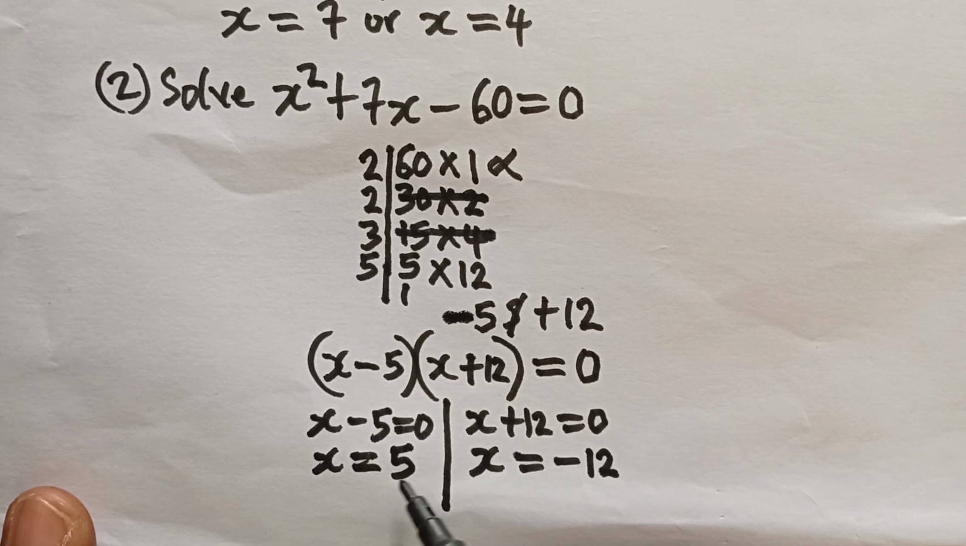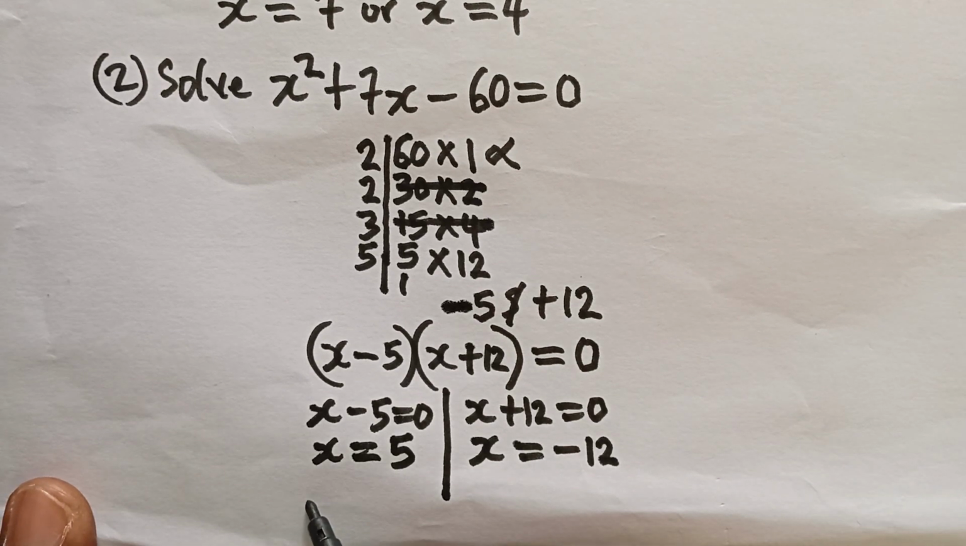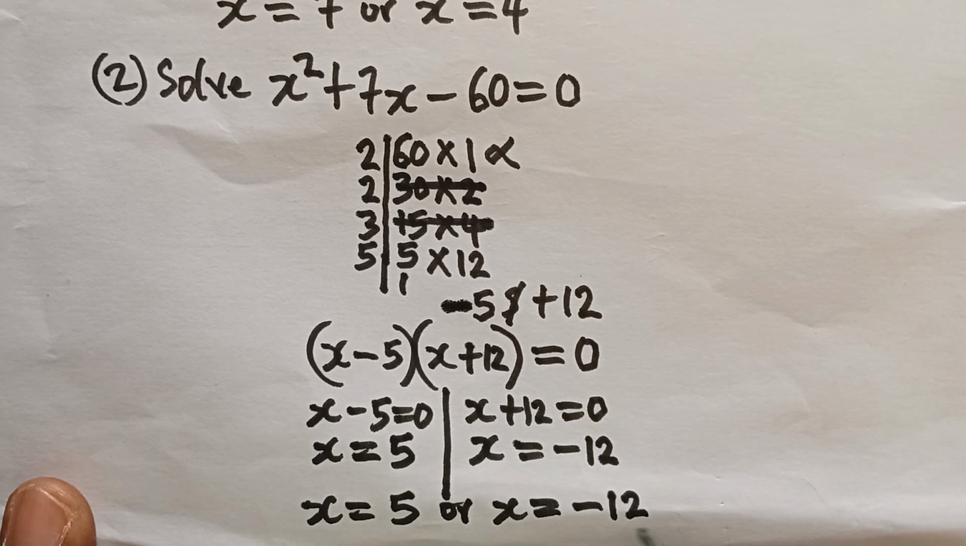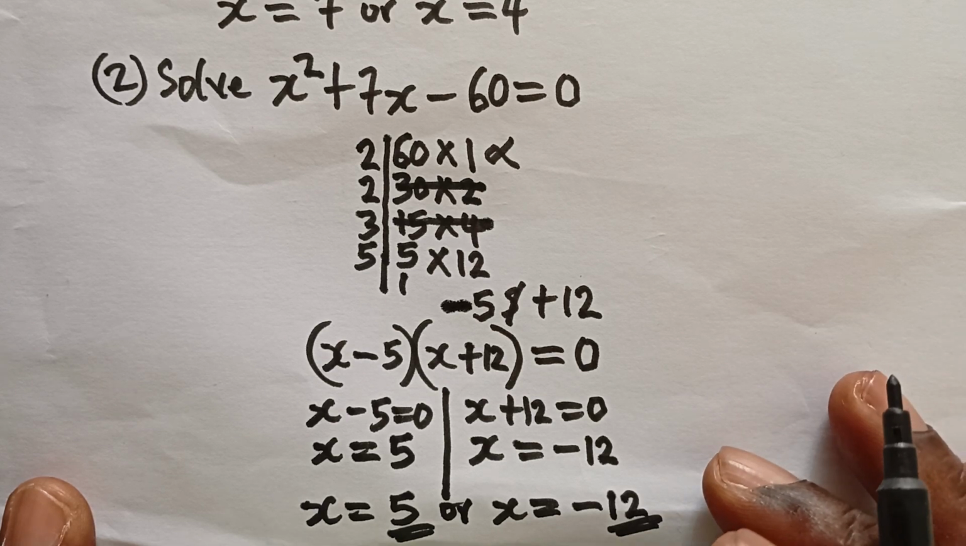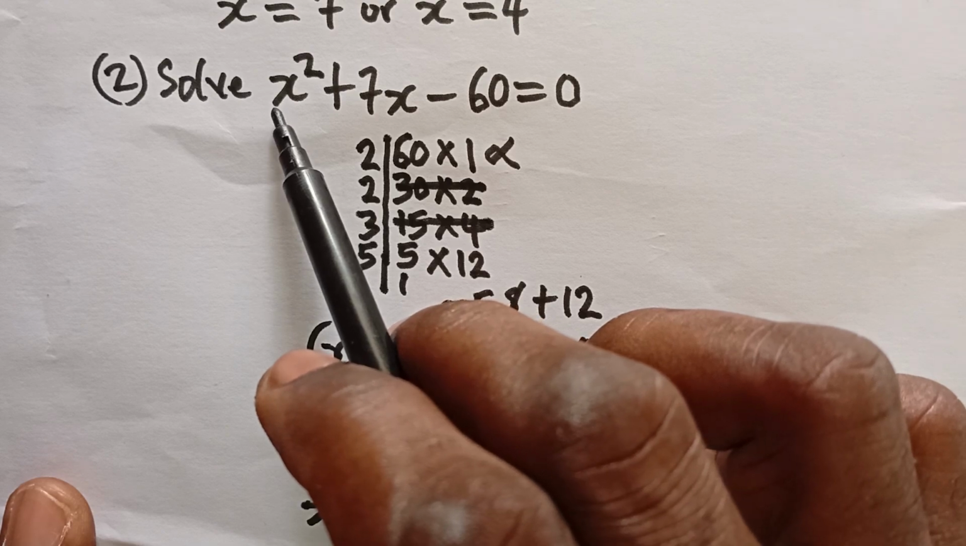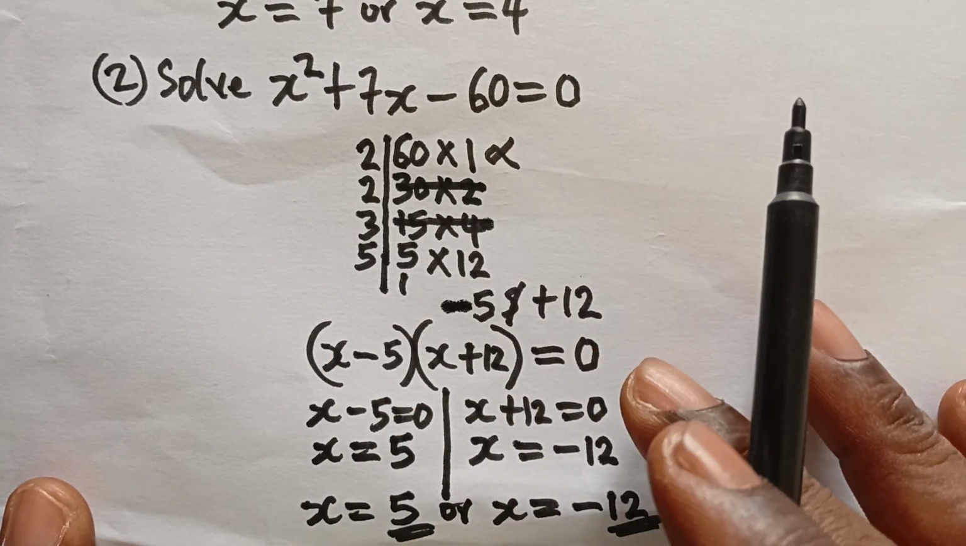So we now have our two final answers. We can conclude by saying x is equal to 5 or x is equal to negative 12. So these are the answers. So this is how to solve quadratic equations that have 1 as the coefficient of x squared. This is how to solve it easily by factoring.